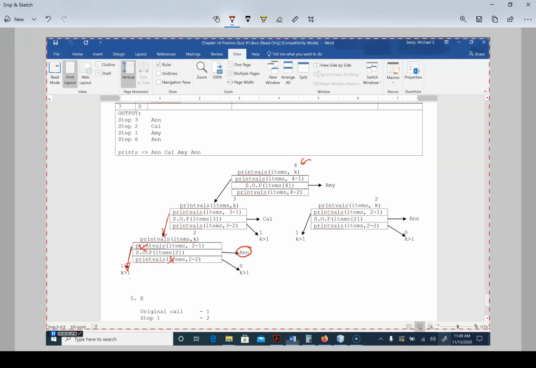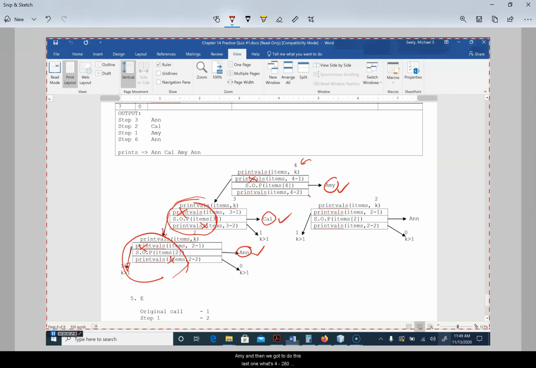So then what do we do? We got to go back up this stack. This whole thing is finished. So that means that's done. So then we come over here and we print what's at position 3, which is Cal. And then 3 minus 2 is 1. Is 1 greater than 1? Nope. So then this one completes. So since this whole one is done, this is done. Okay, that whole one is done. This one's done. So then we print what's at 4, which is Amy. So it prints Ann, then Cal, and then Amy.